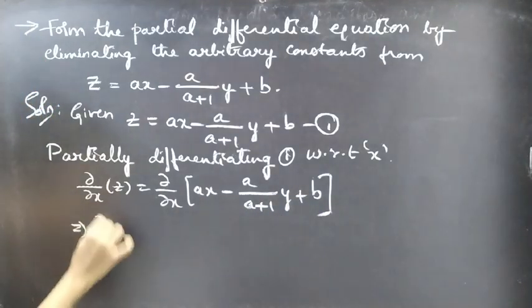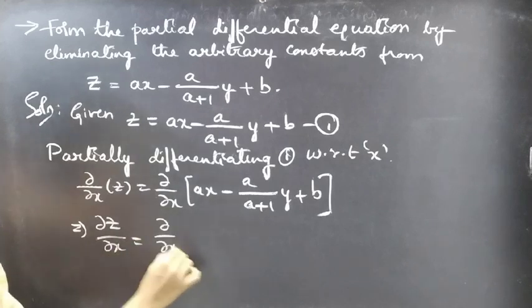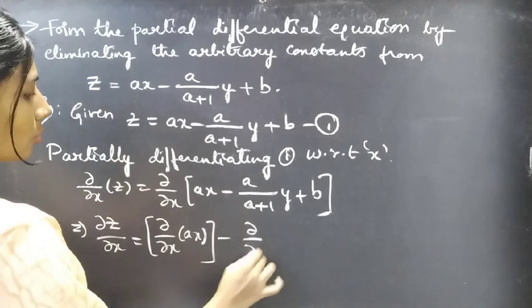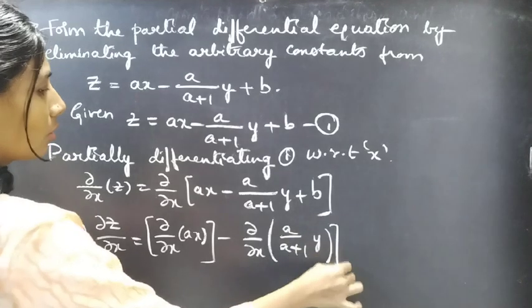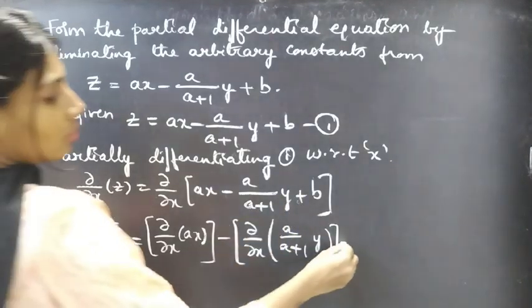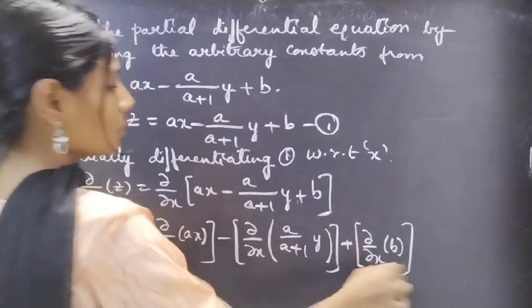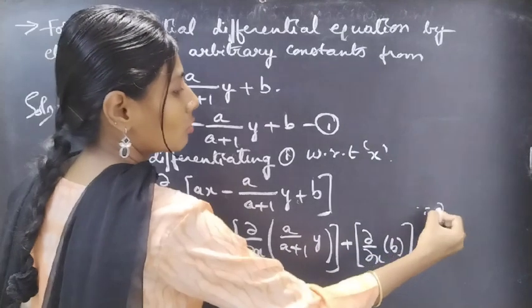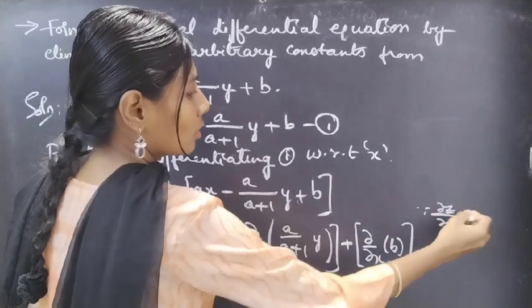Which gives us dou z by dou x equals dou by dou x of the first term of the RHS, minus dou by dou x of the second term of the RHS, plus the partial derivative of the last term of the RHS. Since we are partially differentiating with respect to x, y will be treated as constant. Here we are going to use the notation dou z by dou x equal to p.